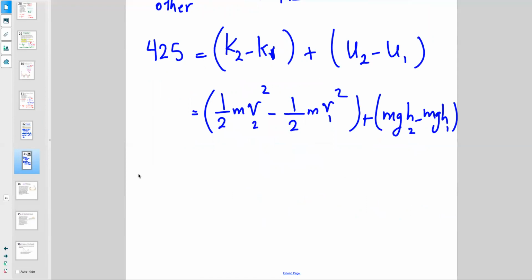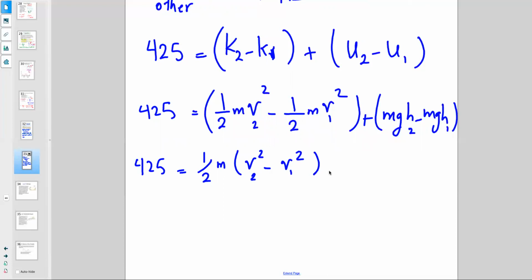So I have 425 here, let's not forget, 425 here. And then you want to factor out some stuff first. I can factor out half m from this part. So I'd have half of m, then I have v of 2 squared minus v of 1 squared, plus I can factor out mg, h2 minus h1. So 425 is half m.